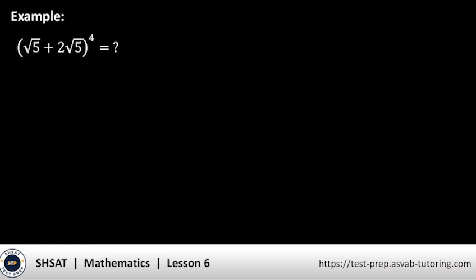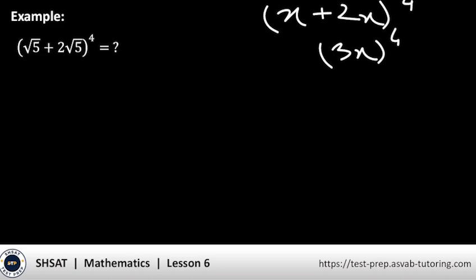So here we have (root 5 plus 2 root 5) to the power of 4. Just like PEMDAS, the first step is to figure out what is inside the parentheses. So let's say in the case of root 5, had it been x, if it had been, let's say, x plus 2x, what would we have written? We would have written 3x, right? Same with this, okay? If it's root 5 plus 2 root 5, that makes it 3 root 5, okay? 3 root 5 to the power of 4.